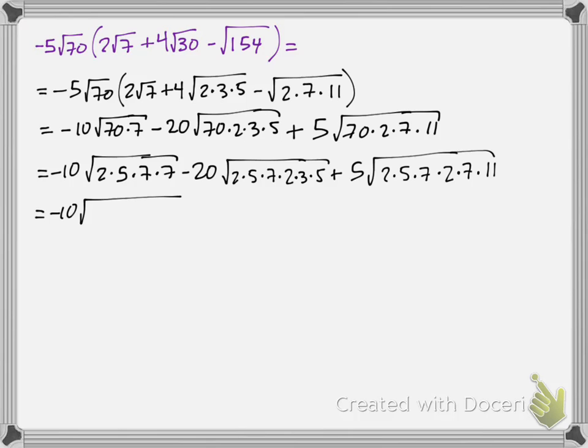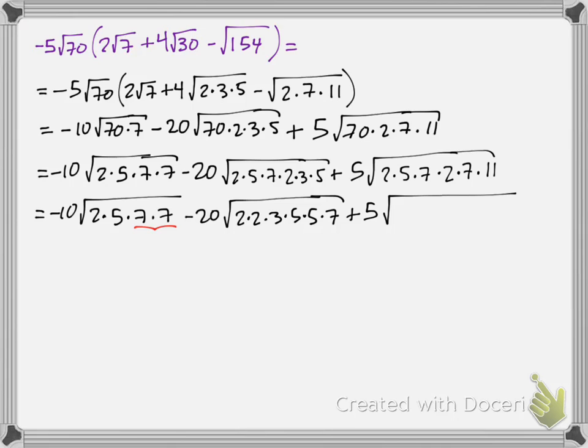See what we're doing? Well, in this case, it's going to be the same. We have a pair of 7s. As you know, we are going to take out just one 7. And minus 20, let's rearrange the factors here. I have two 2s. I have one 3. I have two 5s. And I have one 7. Now plus 5. The square root of what? We have two 2s. I have one 5, two 7s, and one 11.